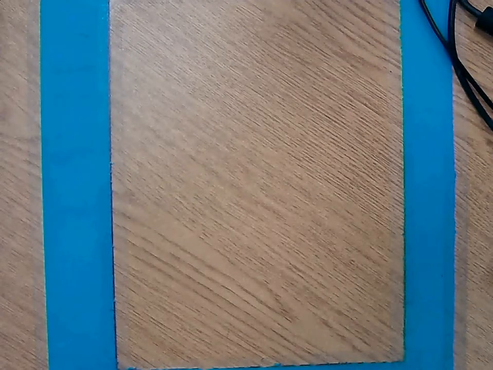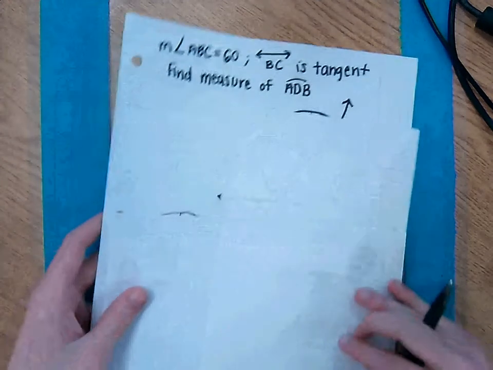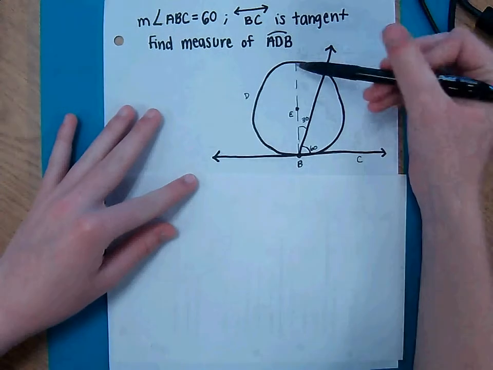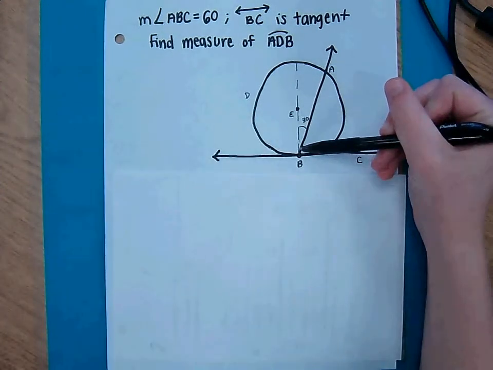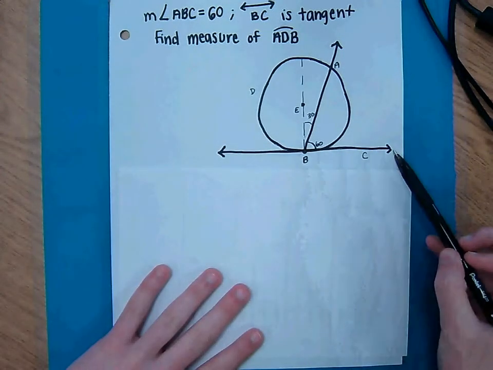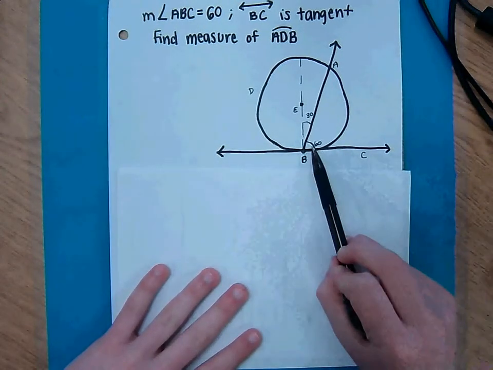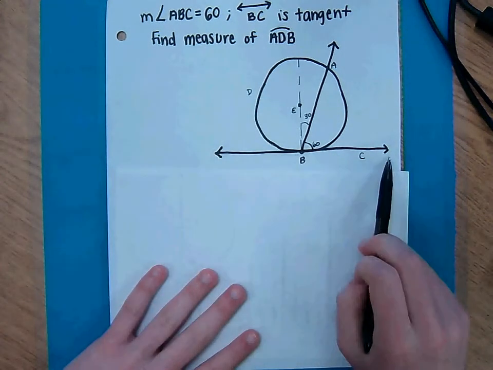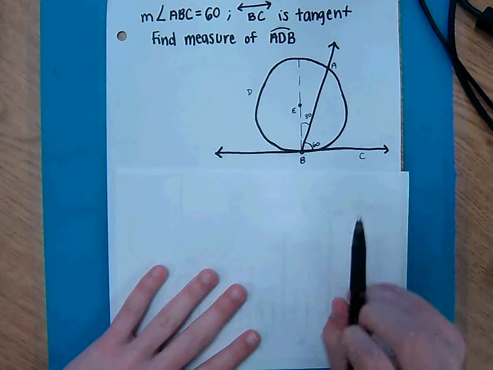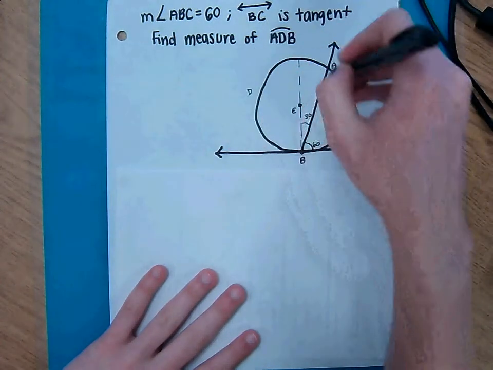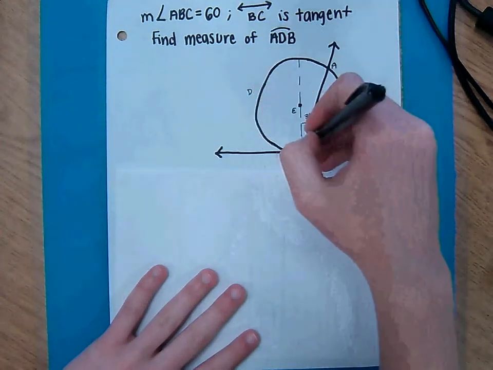This next problem talks about tangents. So you're given this picture without the little dashed line down it. And it says the measure of angle ABC, which is this angle here, is 60. So I went ahead and marked that. And it says that the line BC is tangent to the circle. And they want you to find the measure of ADB, which is this part of the arc right there.